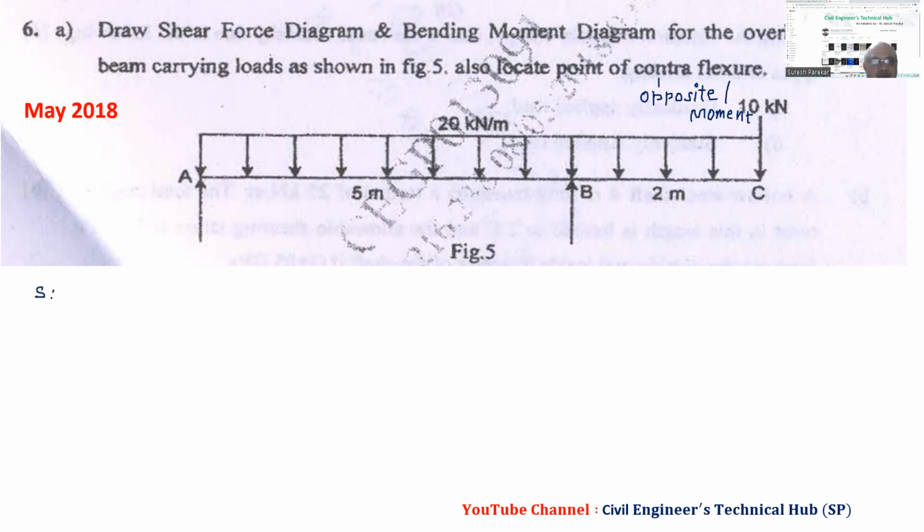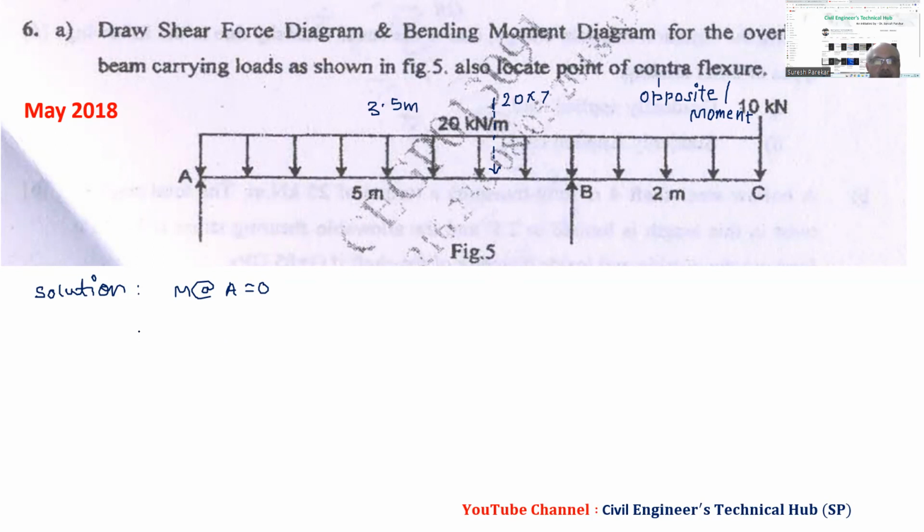Means we have to find the moment where our sign of bending moment changes. Now we have to first find always reaction when we talk about shear force and bending moment. So we will take moment about A. We have UDL throughout, so 5 plus 2, 7 meter. This will be 7 meter UDL, and it will act at center. So I can write it as 20 into 7 and 3.5 meter from A or 3.5 meter from C.